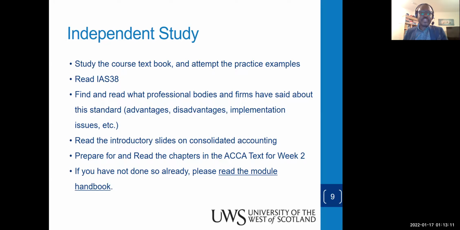Independent study, once again, I'll entreat you to read your core text, ACCA, and any additional text from our recommended resources. Attempt to practice more questions. Read the standard on IAS 38, and I will also ask you to read the standard on IFRS 3 on goodwill, because that's the next stage we are going into. Read other documents you will find relevant from ACCA, ICAEW, ICAS, even the ones that the audit firms have issued. PwC, KPMG, EY, Deloitte issue some good publications on these IFRS standards.